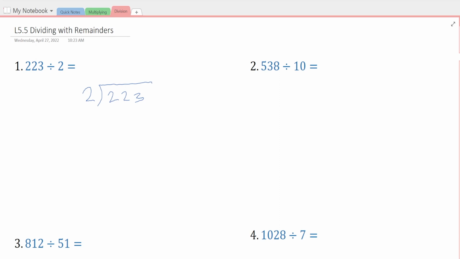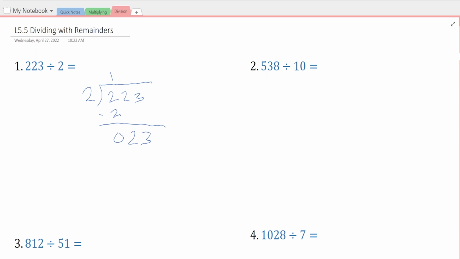2 goes into 2 one time. 1 times 2 is equal to 2. Bring it down and you subtract. 3 minus 0, nothing, is equal to 3. 2 minus nothing is equal to 2. And 2 minus 2 is equal to 0.